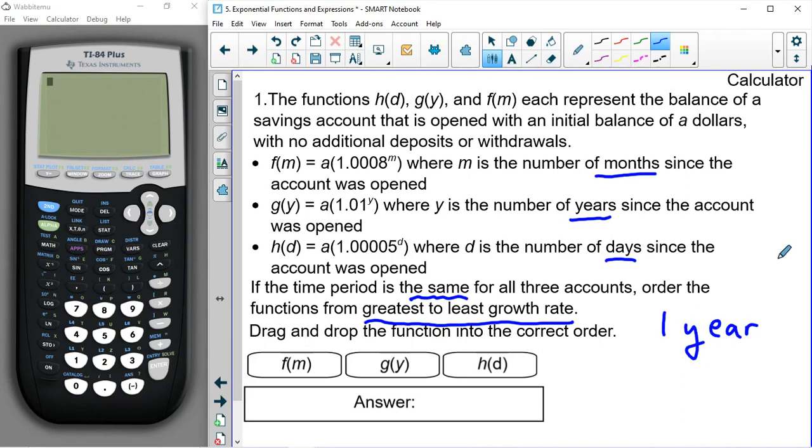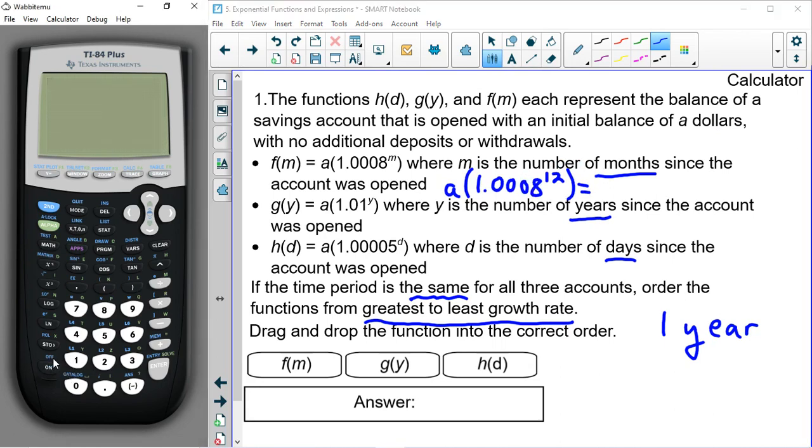Let's start with f of m. So m is the number of months, so that means we're going to plug in a 12 to get it to 1 year. So that would be a times 1.1230 to the 8 and to the 12th for number of months. And we can type that right into a calculator.